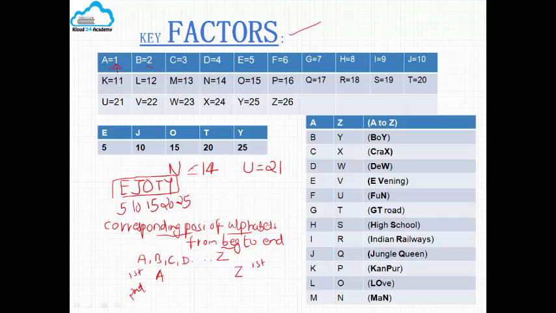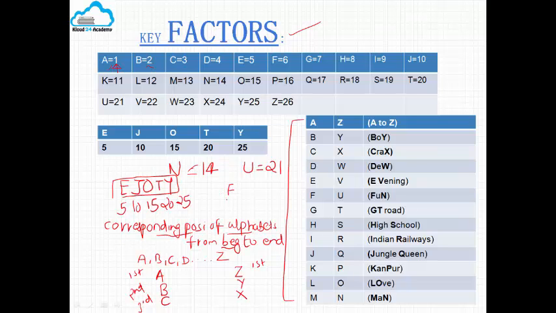Similarly, second position from beginning is B and from the end it will be Y. Third position will be C and from the end it will be X. It will be helpful in solving the questions. I request you to pause this video and note down this shortcut table which will help you in remembering the corresponding positions. Suppose I ask you what is the corresponding position of alphabet F.